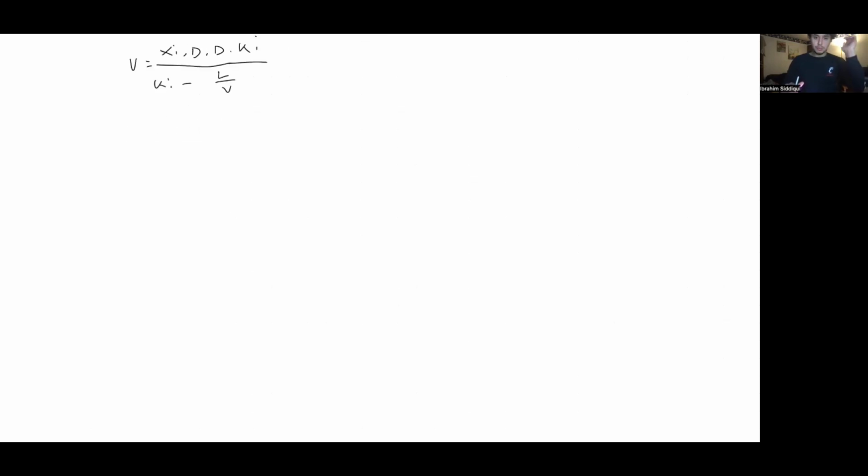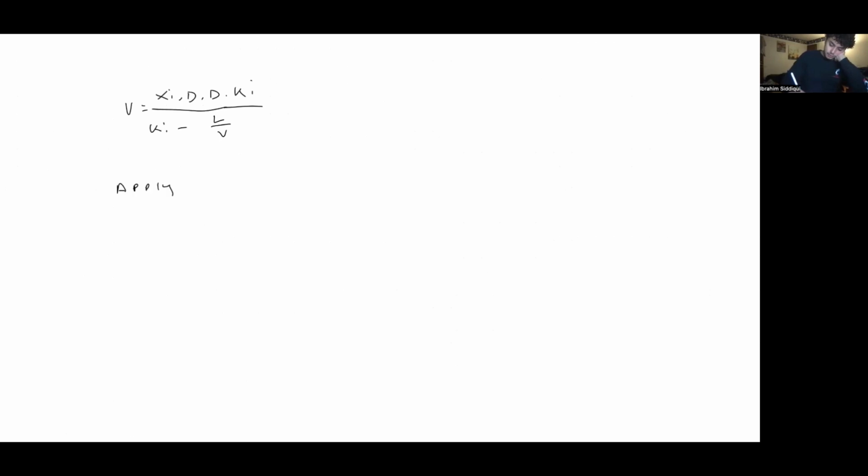Okay, so what we want to do from here is apply our heavy key, which is essentially J, and we're going to be dividing by KJ. Okay.